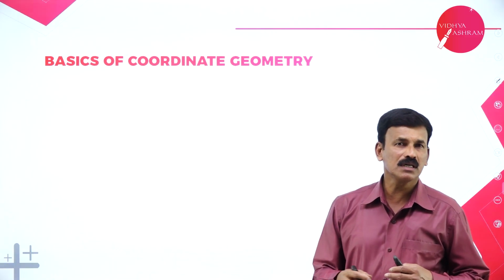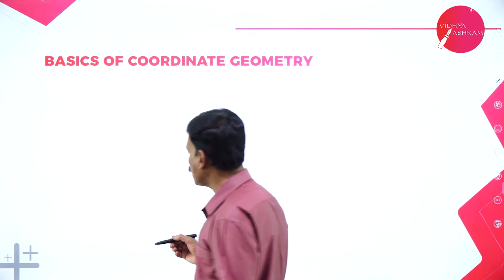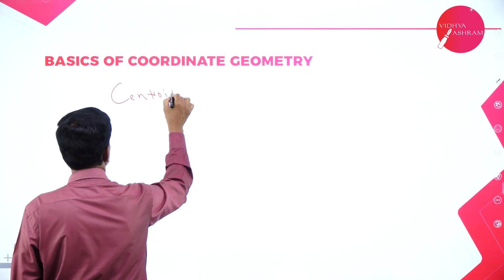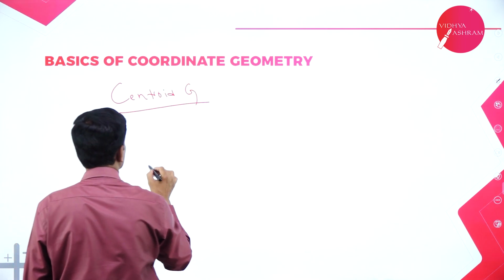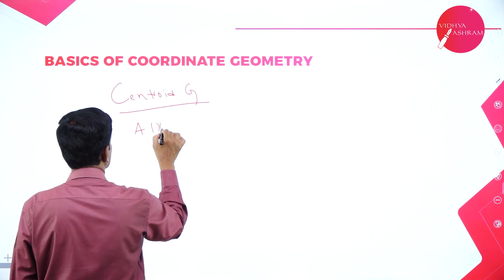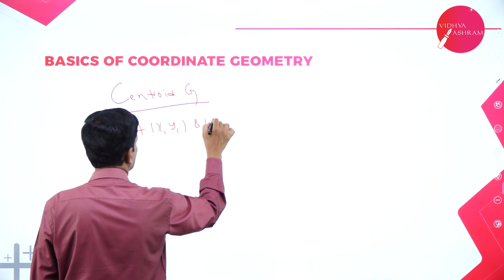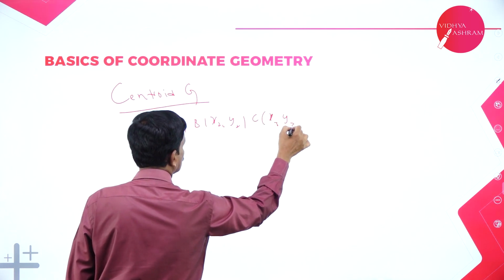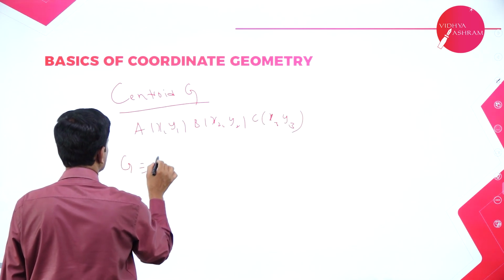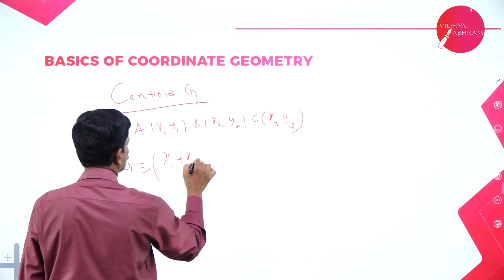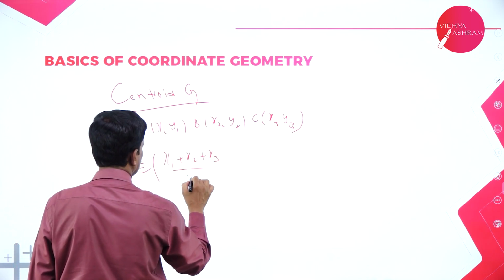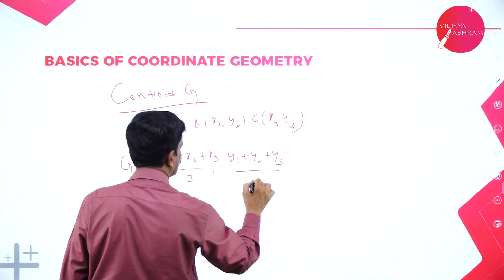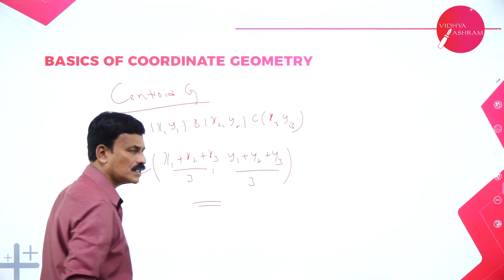Now you might have studied the centroid of a triangle. The centroid of a triangle formed by the points A(x1, y1), B(x2, y2) and C(x3, y3) is given by the centroid G equal to ((x1 + x2 + x3)/3, (y1 + y2 + y3)/3).